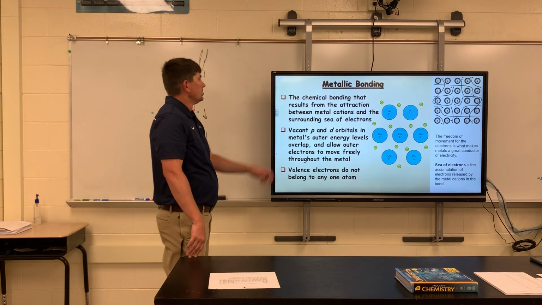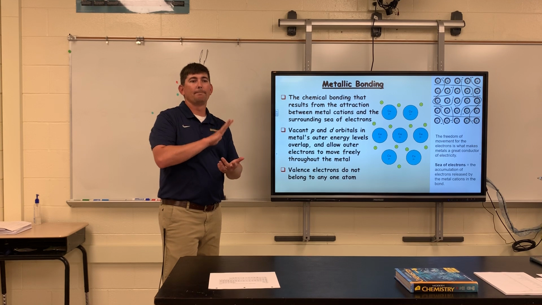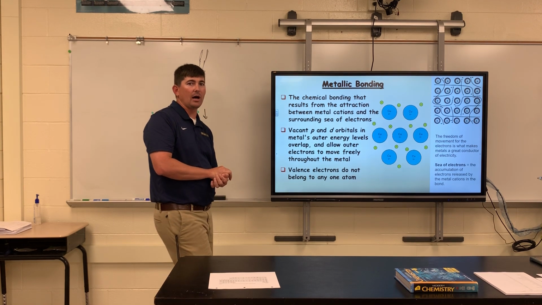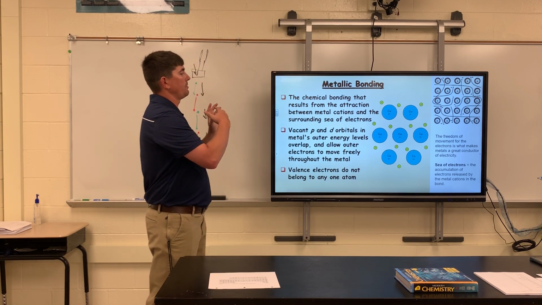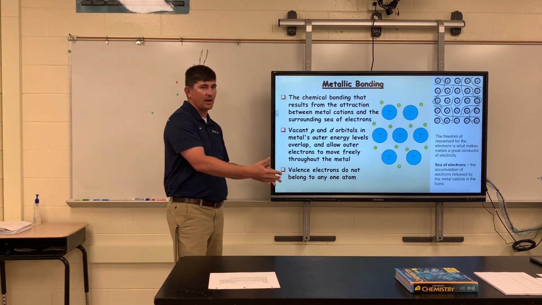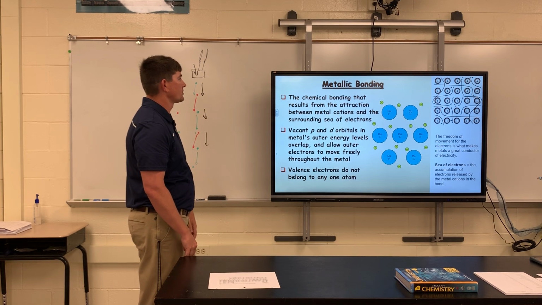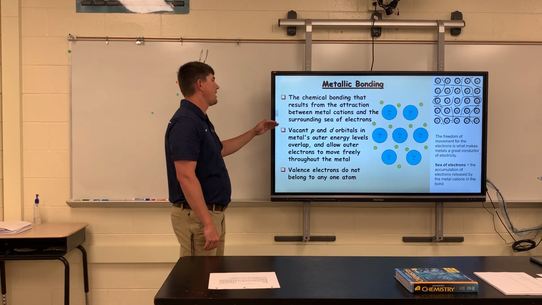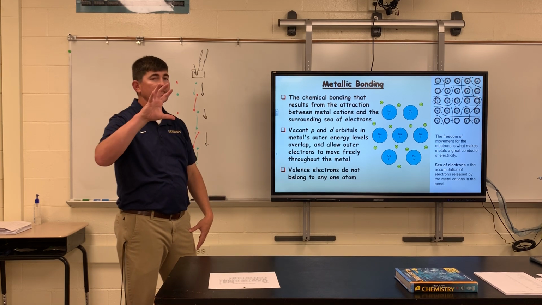Okay? Now, last thing we're going to talk about is metallic bonding. Metallic bonding, we're not going to talk a lot about it, but just to let you know that, hey, it's there. So, metallic bonding is a special type of bonding that results from the attraction between metal cations and a sea of electrons. Okay? New term, sea of electrons.